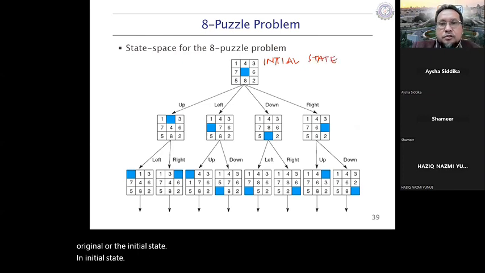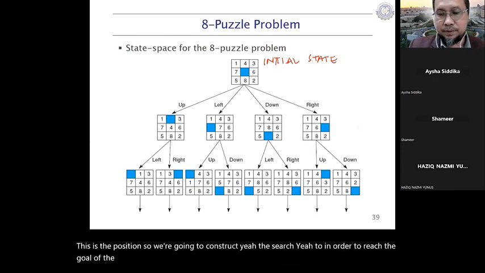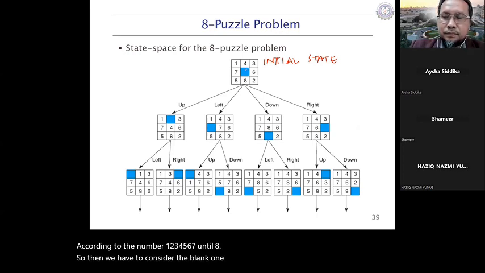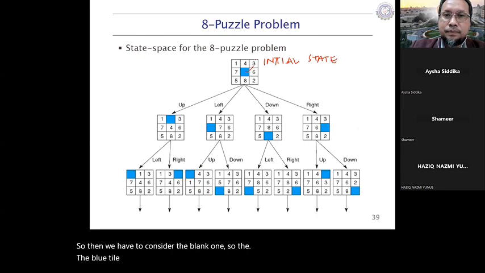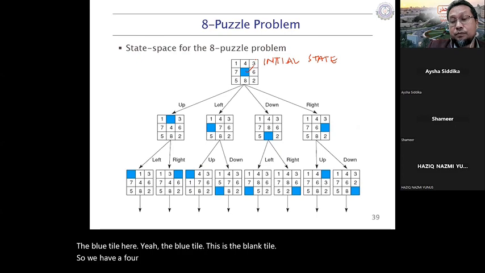We are going to construct the search in order to reach the goal state. The goal state will be arranged according to the numbers 1, 2, 3, 4, 5, 6, 7 until 8. Then we have to consider the blank one, the blue tile here. This is the blank tile. So we have 4 possible ways to move the blank space.